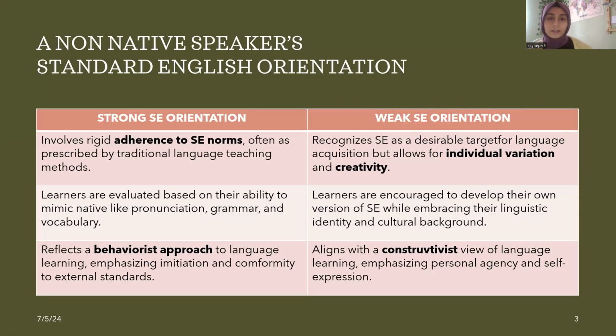There are two types of orientation, the strong SE orientation and the weak SE orientation. Strong SE orientation involves rigid adherence to SE norms, often as prescribed by traditional language teaching methods. In the other way, the weak SE orientation recognizes SE as a desirable target for language acquisition, but allows for individual variation and creativity. We can say that sticking to the norms wouldn't make us go further.